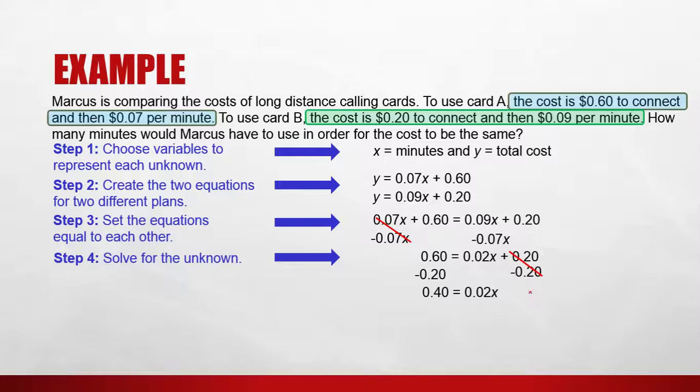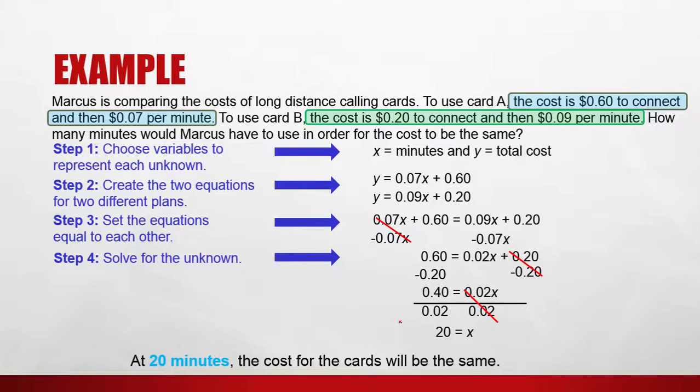What we need to do now is get rid of the 0.02. To do that, we divide both sides by 0.02, giving us x equals 20. What that means is Marcus must talk for 20 minutes in order for the cost to be the same. So if he chooses to just talk for 20 minutes, it doesn't matter which card he chooses, it'll cost the same.